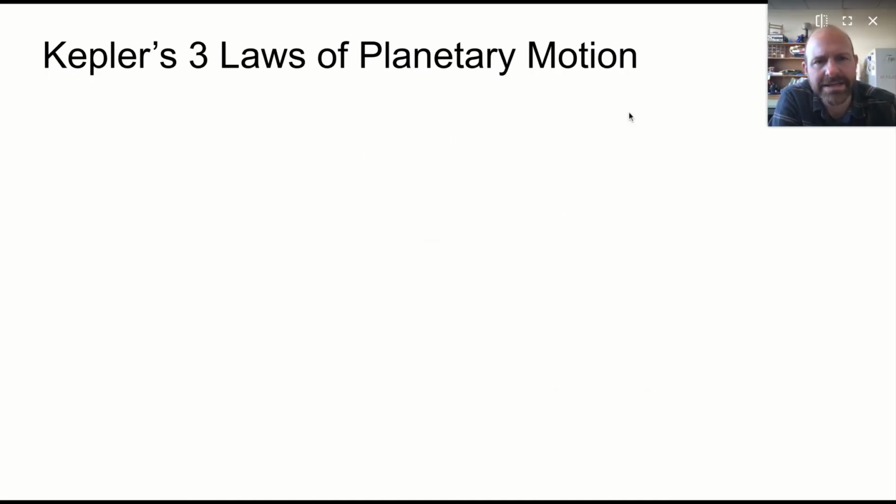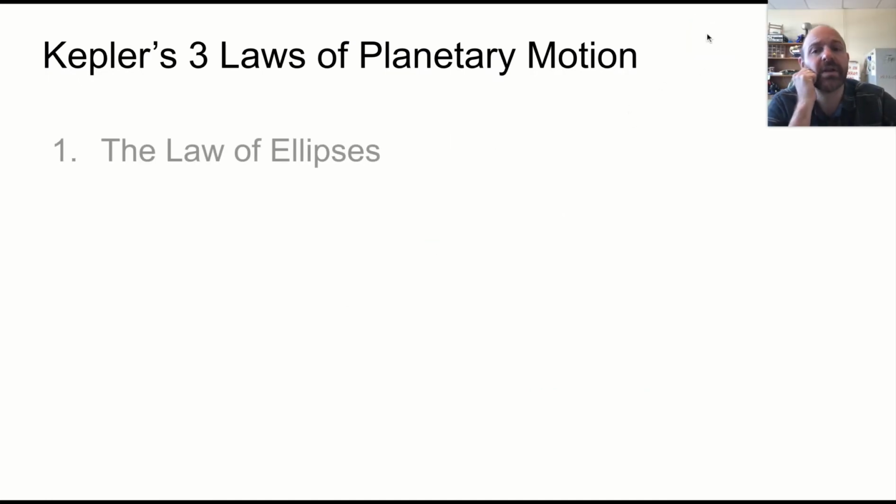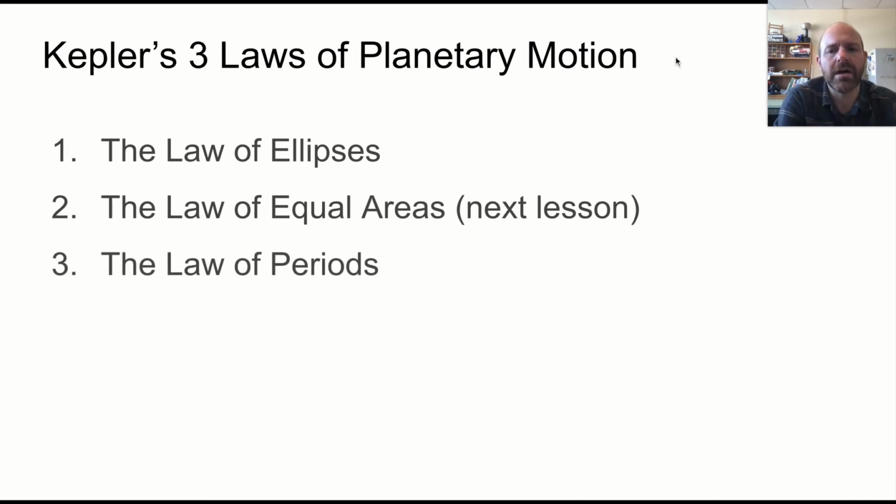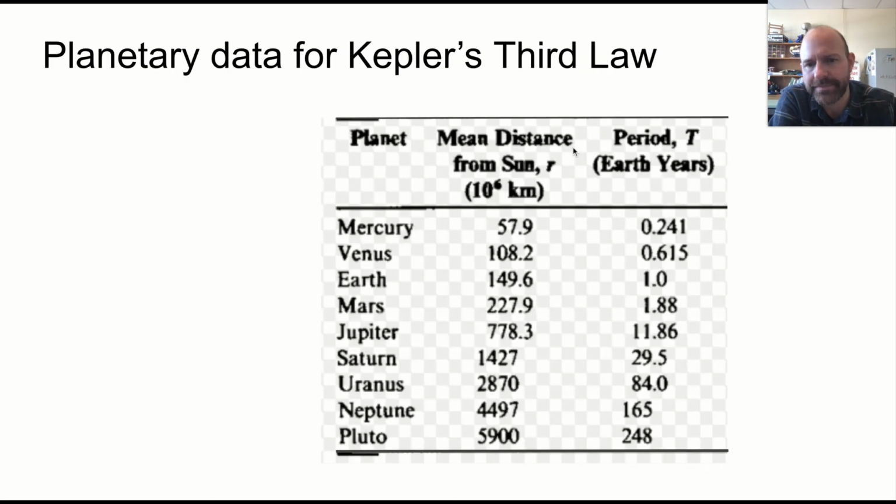All right, last thing to talk about here with motion is Kepler's three laws of planetary motion. They are as follows: the law of ellipses, the law of equal areas, we'll talk about that later with angular momentum, and the law of periods. The law of ellipses is pretty simple. It just means that planetary motion and orbital motion in space is elliptical, where the central mass is actually at one focus of the ellipse.